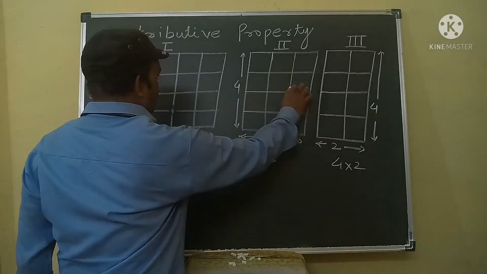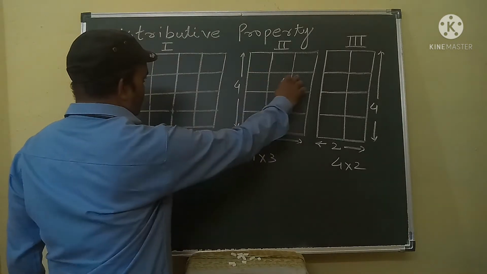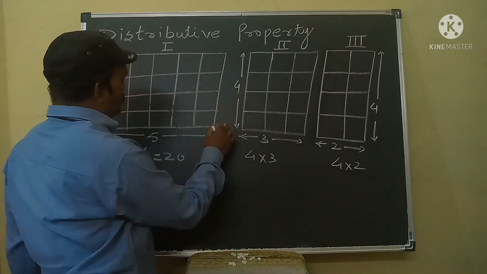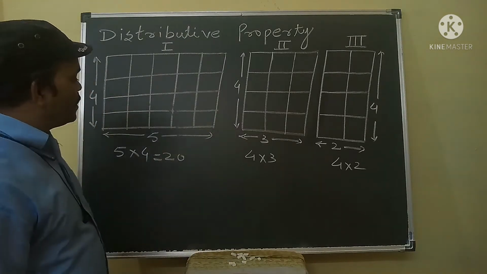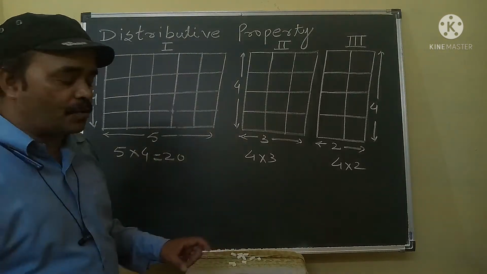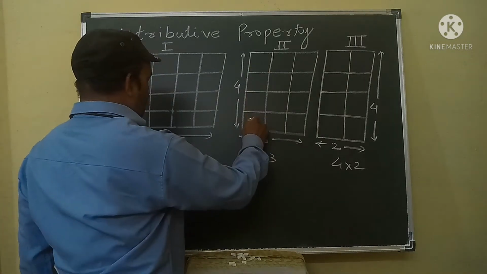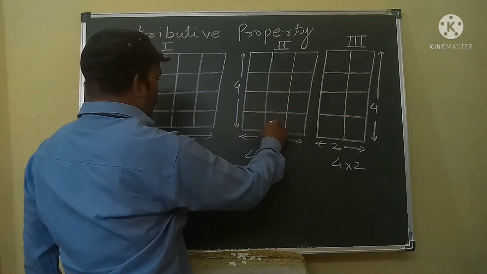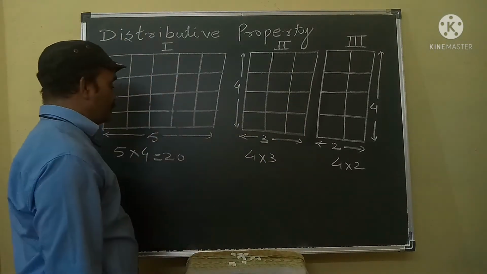First line, second line, third line, fourth line. There are 4 lines, so I wrote here 4. Okay. Now we will count the number of columns. How many columns are there? First column, second column, third column. There are 3 columns. Okay.